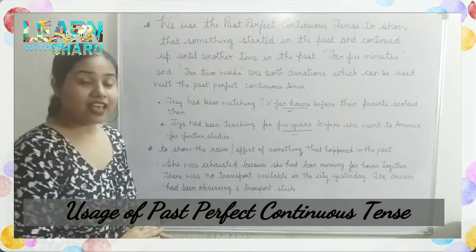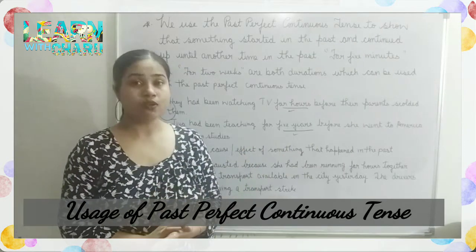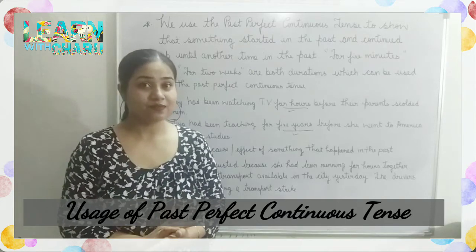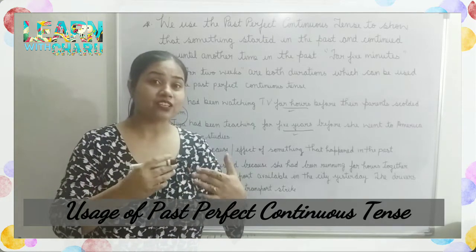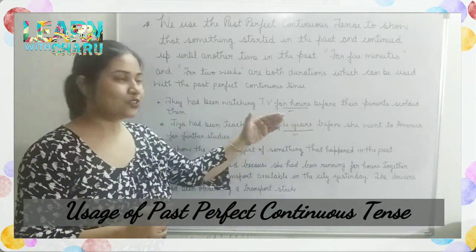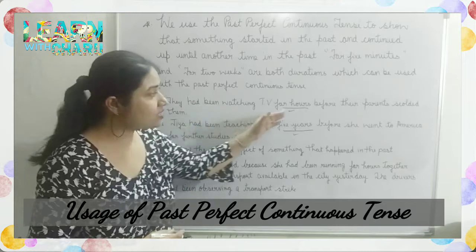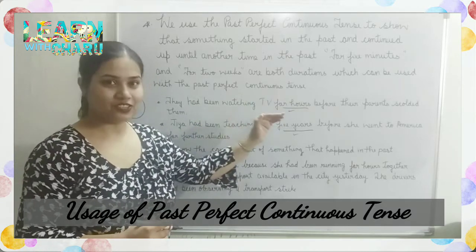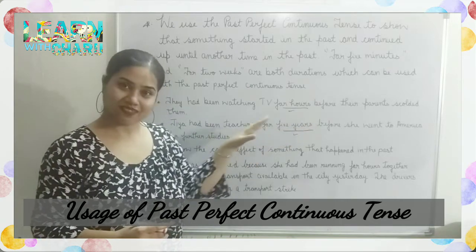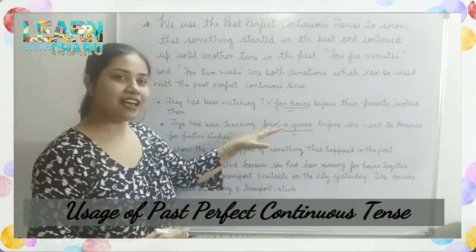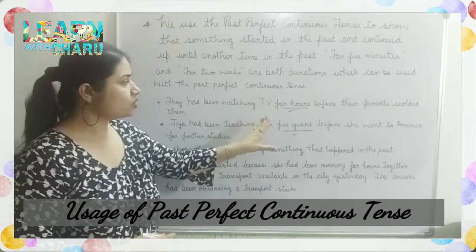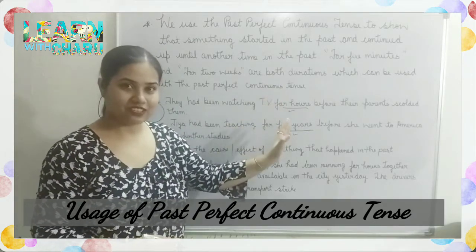And I have already taught you that we use past perfect continuous tense in the past when the action was going on. And here the action continued. They had been watching TV for hours. Jia had been teaching for 5 years. The action continued in the past in both the sentences, but here I have also added the time duration.